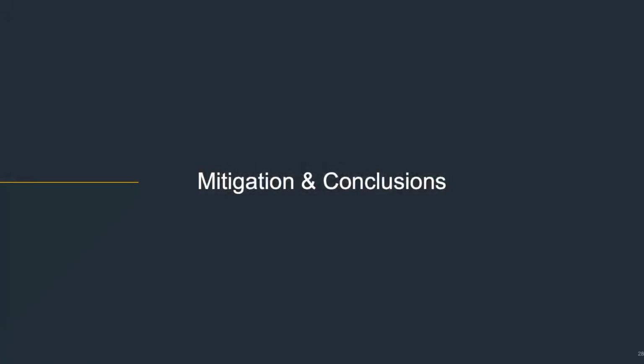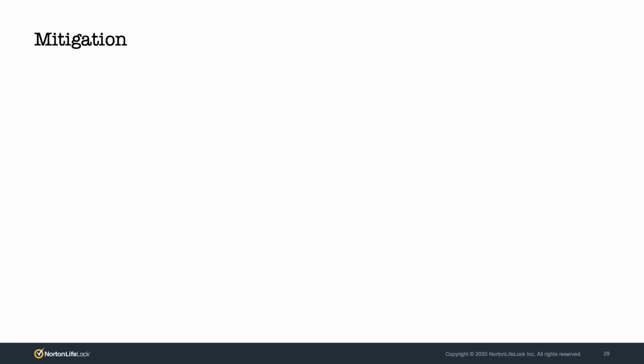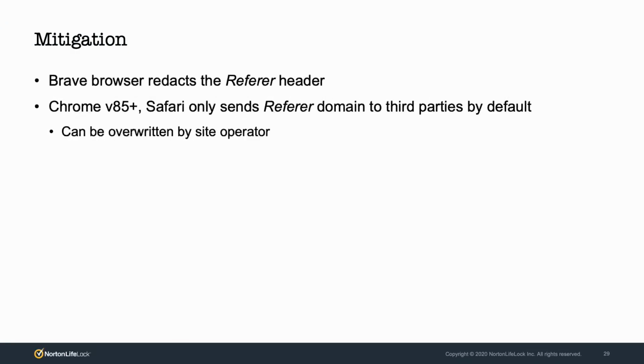I would like to conclude by talking about mitigations. For starters, the Brave browser does redact the referrer header, and Chrome version 85 plus and newer versions of Safari only send the referrer domain, not the query string, to third parties by default. This is something that they changed since the time of our crawl. But keep in mind that all these settings can be overridden by the site operator.